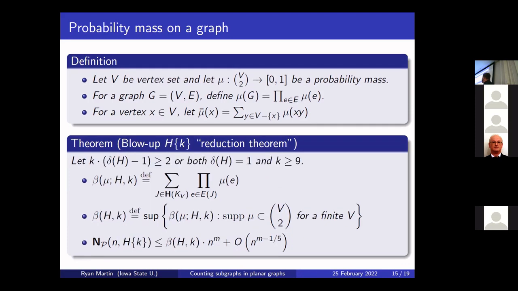And then the thing that gave us the results here was the blow up reduction theorem. And then here, the first line is very complicated. You're taking the sum over all instances of this graph H, and then take the probability of the edges along that graph, and then we find the supremum over all probability masses, and then that gives us the upper bound that we want. Again, with this 1/5 error.